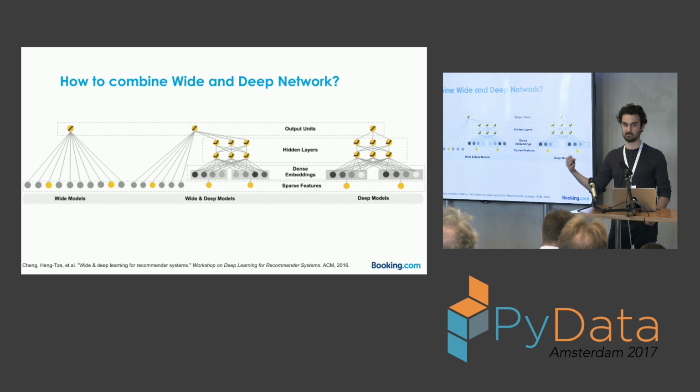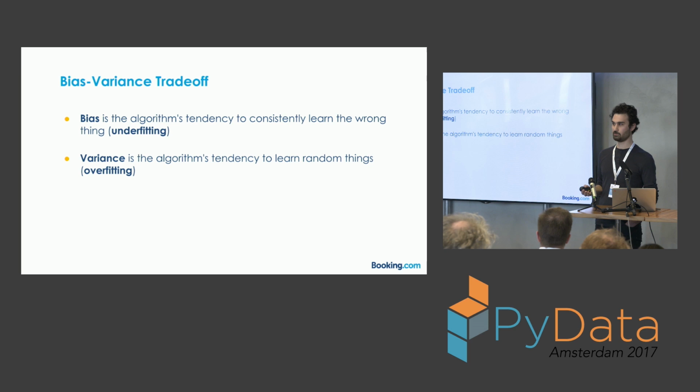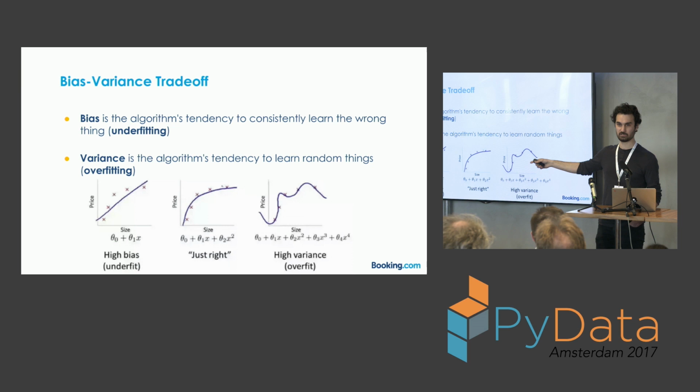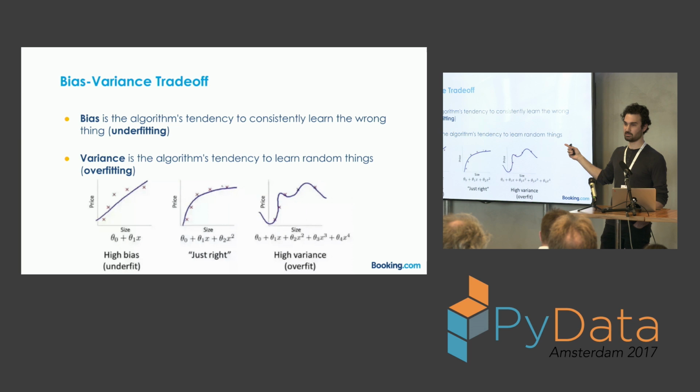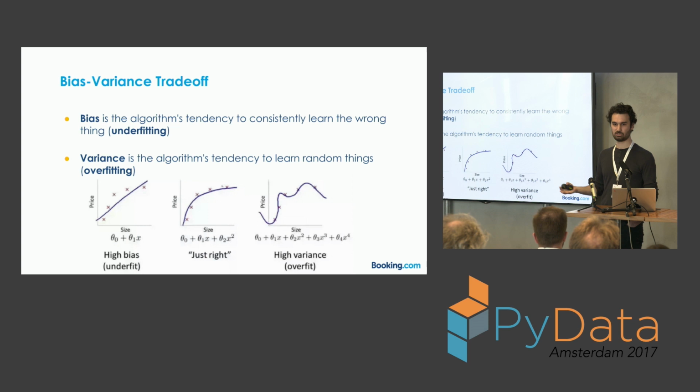But this is nothing different than the bias-variance trade-off that we all know. The bias is the algorithm's tendency to consistently learn the wrong thing, which is also called underfitting. And the variance is the algorithm's tendency to learn random things like outliers. This is also called overfitting. Like in this example, house price versus the size of a house. As you can see, as the size grows, the price increases, but it will also saturate at some point, right? If you try to model this with a first-order polynomial, like a line, it will probably give a nice distribution, but it will also give a high bias, right? But it will be good at generalizing, so you won't be that wrong.